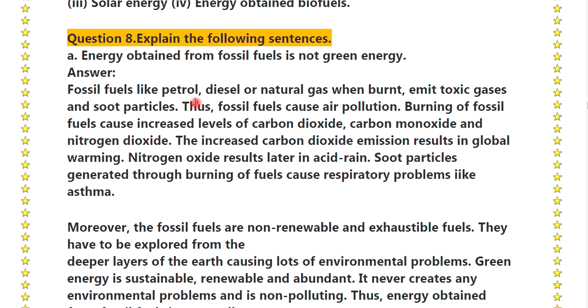Answer: fossil fuels like petrol, diesel or natural gas, when burnt, emit toxic gases and soot particles. Thus fossil fuels cause air pollution. Burning of fossil fuels causes increased levels of carbon dioxide, carbon monoxide and nitrogen dioxide. The increased carbon dioxide emission results in global warming. Nitrogen oxide later results in acid rain. Soot particles generated through the burning of fuels cause respiratory problems like asthma.